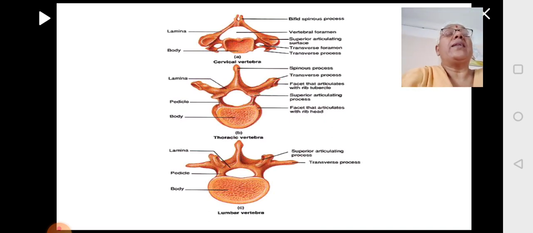Then if you look at the transverse process, it is slightly smaller in the cervical, much bigger in thoracic, and long and slender in lumbar vertebrae. The spine is bifid in cervical. It is pointed and downward bent in thoracic, and in lumbar it is short and hatchet shaped.